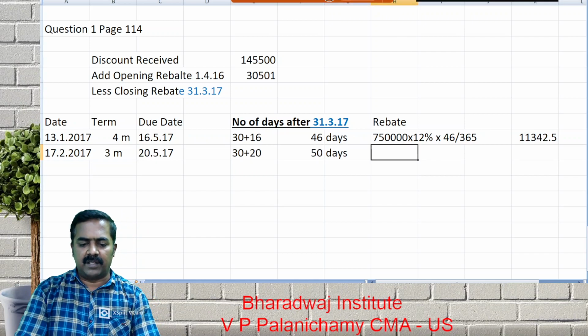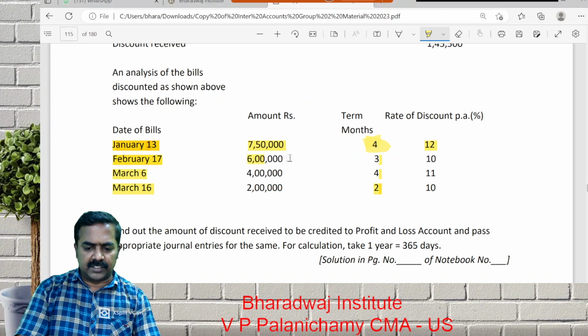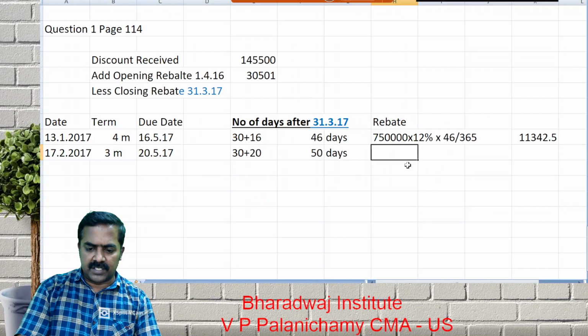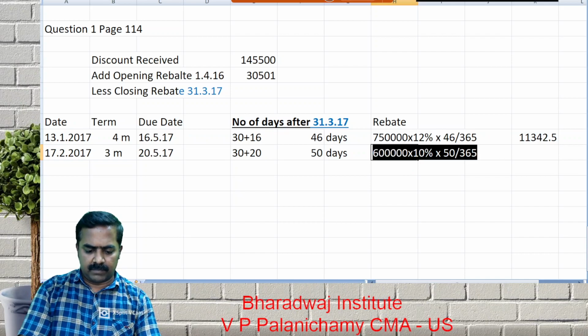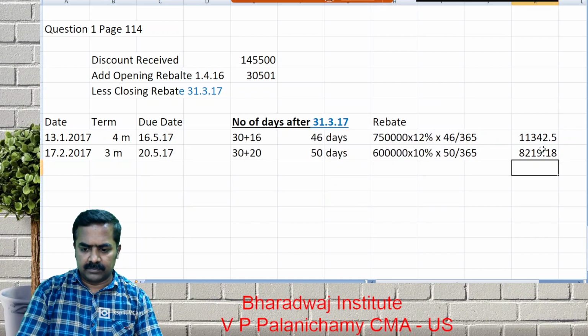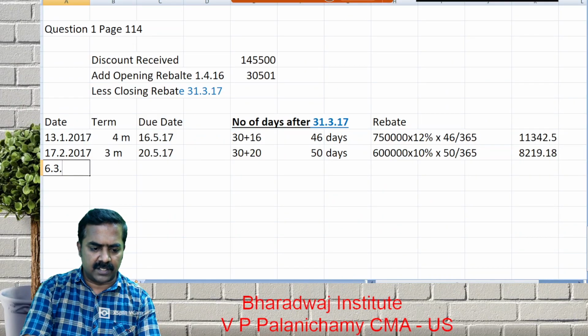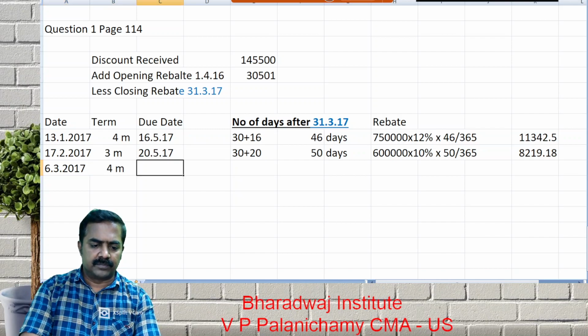Rebate will be, what is the bill value? 6 lakhs. Rate of discount is 10%. So 6 lakhs into 10% for how many days? 50 by 365. How much comes? 8,219. Okay. What is the next bill? Tell me. 6/3/2017. How many months? 4 months. 4 months, how much comes?